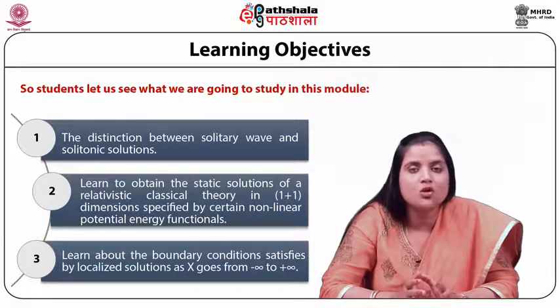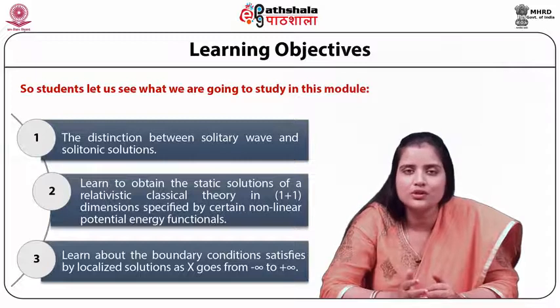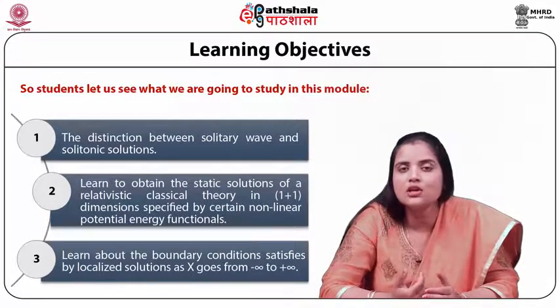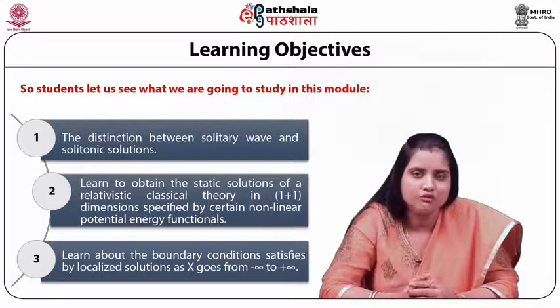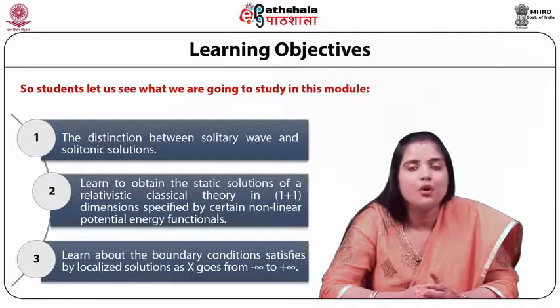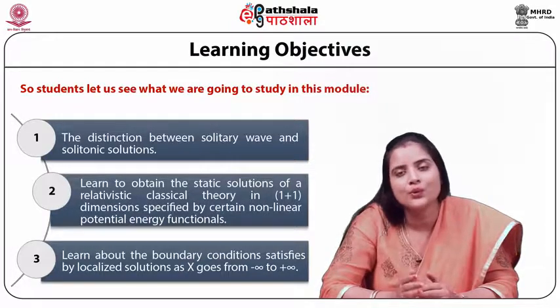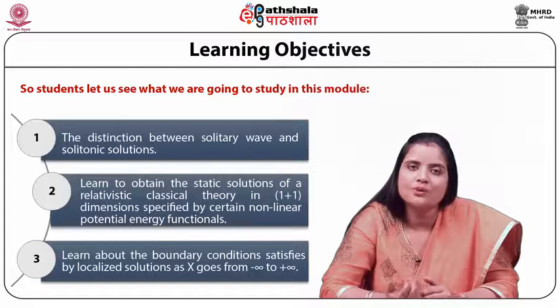Also, we will learn to obtain the static solutions of a relativistic classical theory in 1 plus 1 dimensions, which is specified by certain nonlinear potential energy functionals. Furthermore, we will learn about the boundary conditions which are satisfied by the localized solutions as x goes from minus infinity to plus infinity.